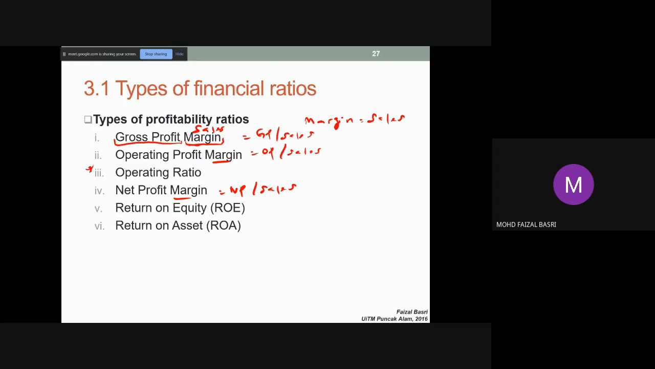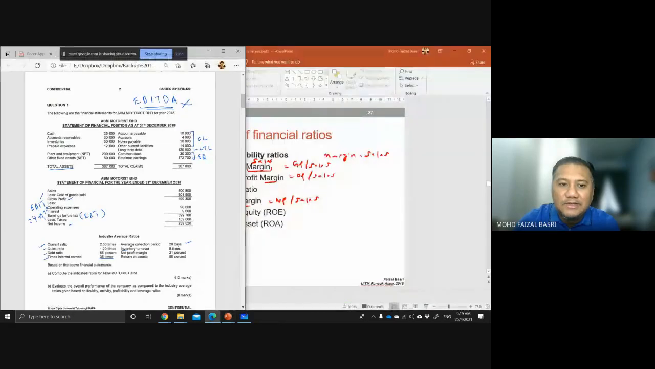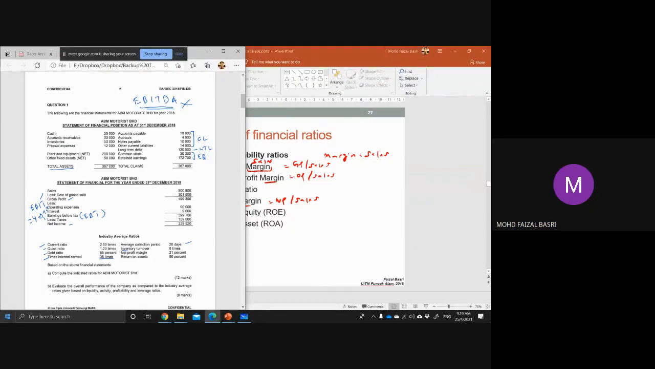But again, let's look one by one. This is just some intro to the ratios. So we're going to look at 6 ratios. But in terms of examples, later we will look at questions, or I will show you the calculation based on 2 ratios only, which is net profit margin and ROA, return on assets.